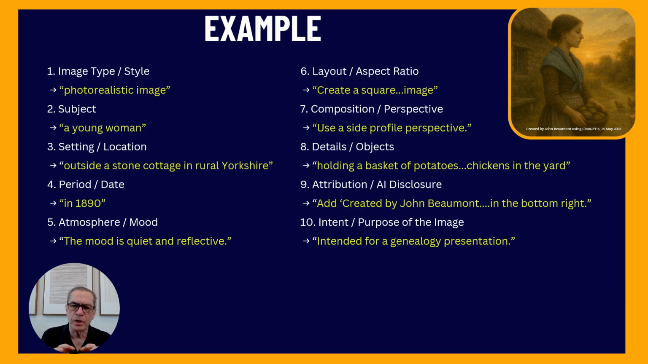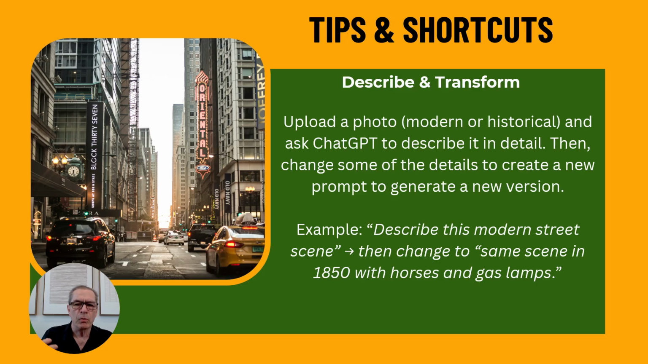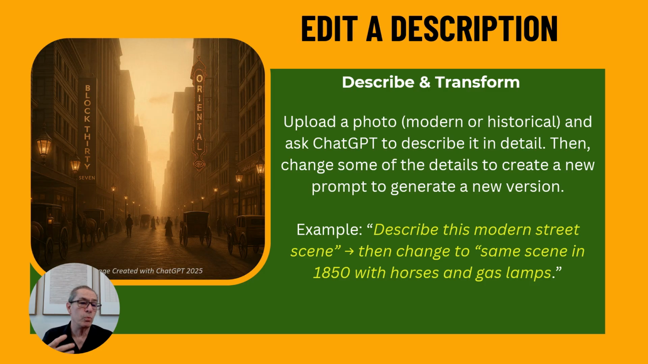Now what I want to do is also, there's some other techniques, and I don't want to turn this into a 6-hour video, and I could do, but I want to examine a couple of really useful techniques that you can use here. So one of the things is you can upload a photograph, modern, historical, and then ask ChatGPT to describe it in detail, and then change some of the details to create a new prompt. So for instance, I've uploaded this image of Chicago, and this is a modern street scene in Chicago, and I can basically say change this same scene to 1850 with horses and gas lamps, and this is what I get.